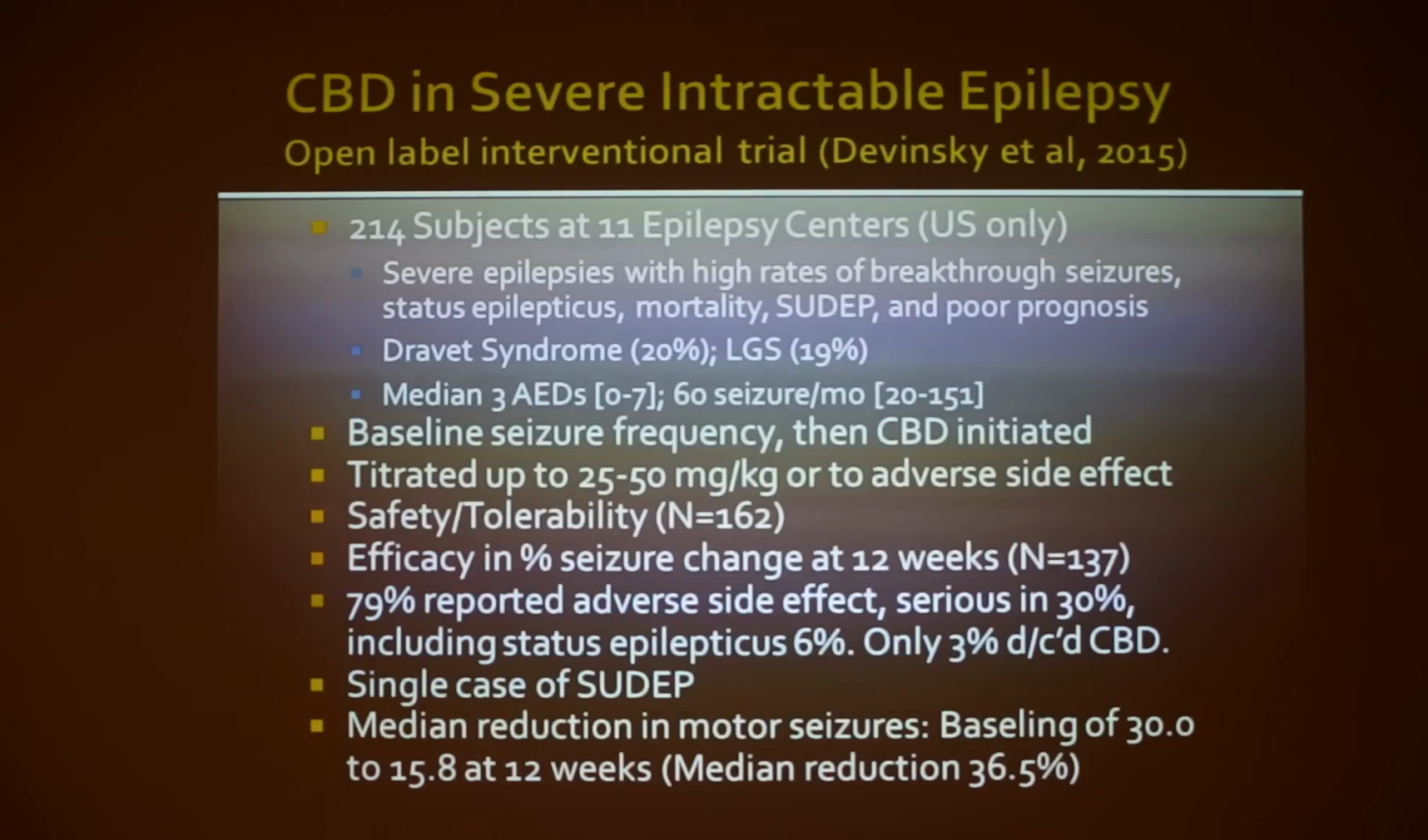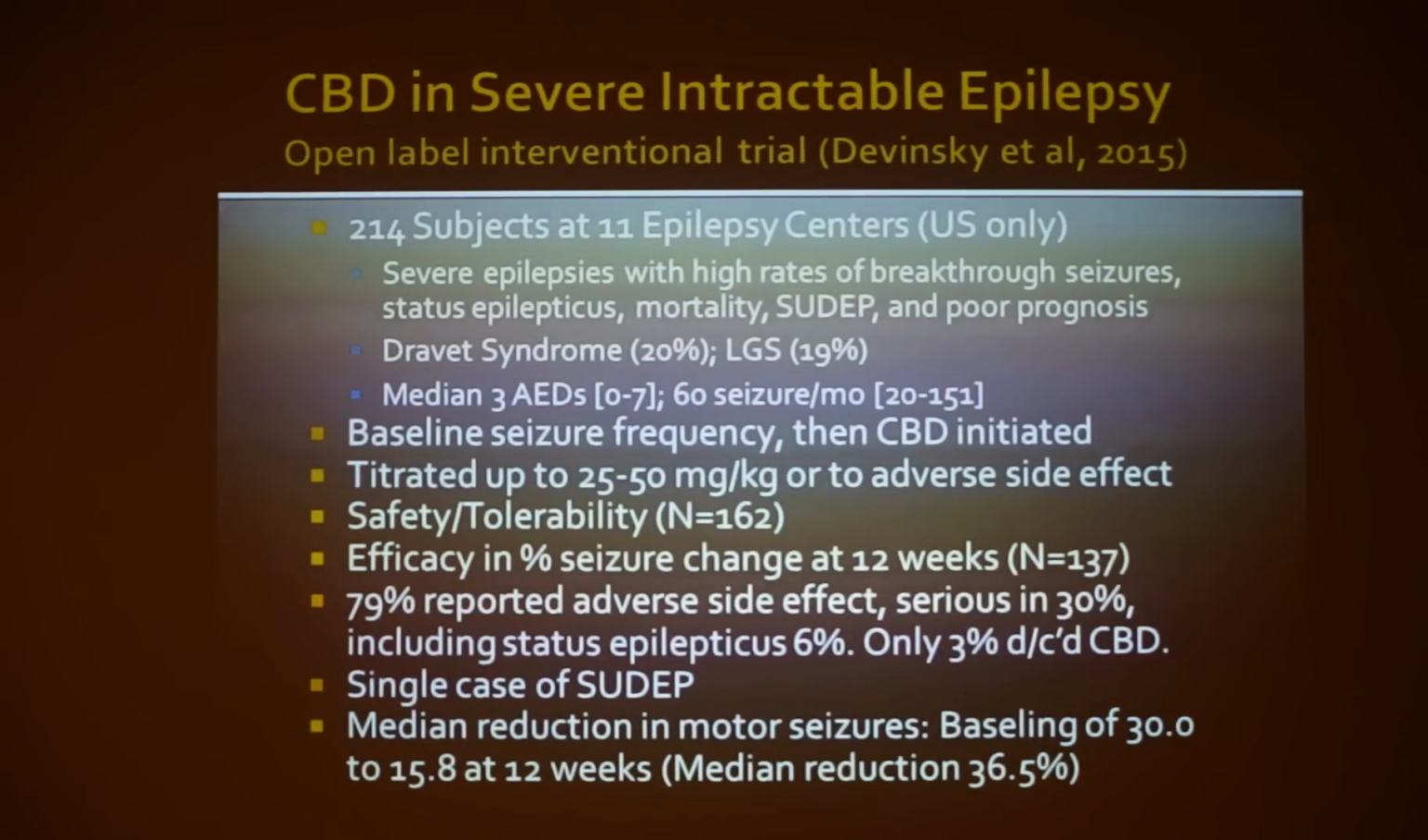Most of them reported some degree of adverse side effects, and those will be shown in the next slide. Surprisingly enough, even though these side effects were deemed serious in 30%, including status epilepticus in 6%, only 3% discontinued treatment. That shows you what a high burden, morbidity and mortality this population suffers from. So these families would accept status epilepticus or serious adverse side effects for the possibility of some relief of catastrophic seizures. There was a single case of sudden unexpected death in epilepsy, not thought to be attributed to the medication itself. The median reduction in motor seizures was about 36%.